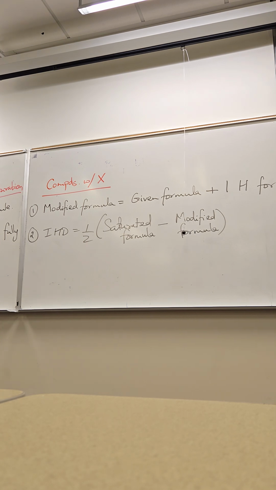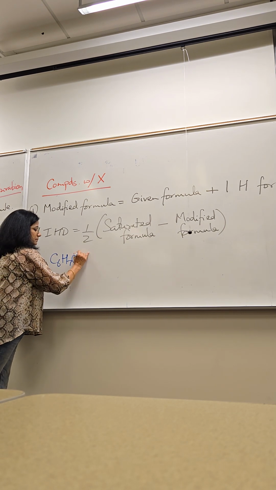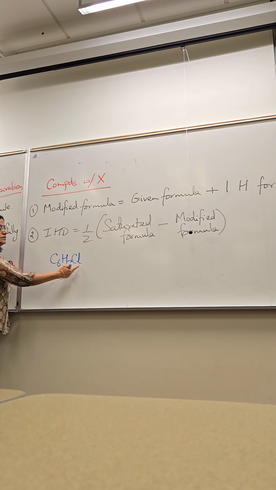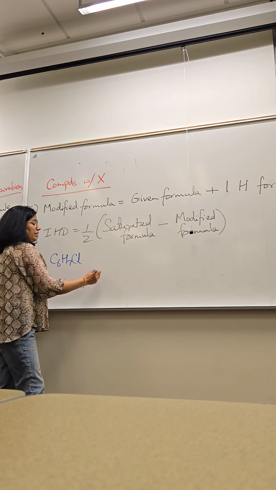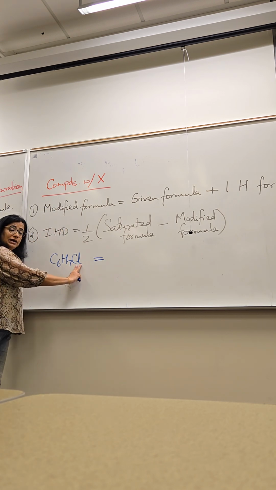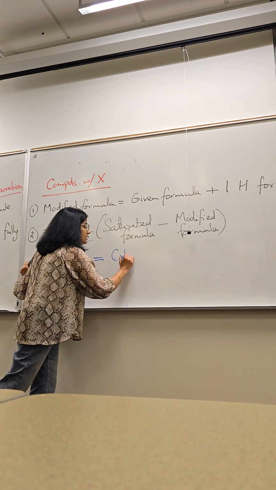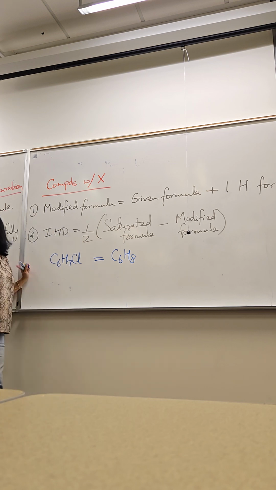Okay? So for example, if you needed to calculate the IHD for a compound, notice there's a halogen there, right? So first we modify the formula. What is the modified formula going to be for this one? C6H8. Replace the halogen with a hydrogen, so it becomes C6H8. Everybody okay?